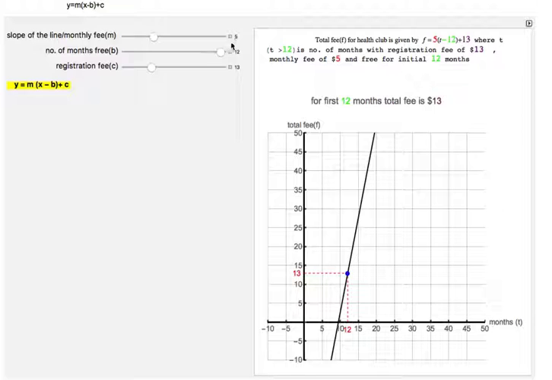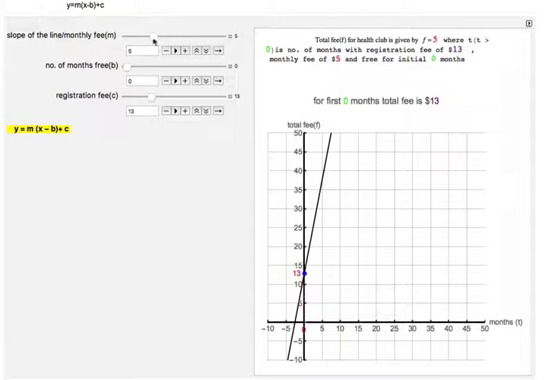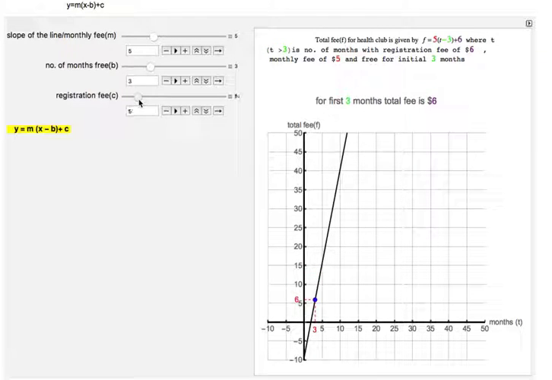So you notice over here we can change the coefficients here. So we can change the word problem around to have it do something like this. Now, the first 3 months are free, and then it's $5 for each month after that, and it's only a registration fee of $6. So notice what happens here.